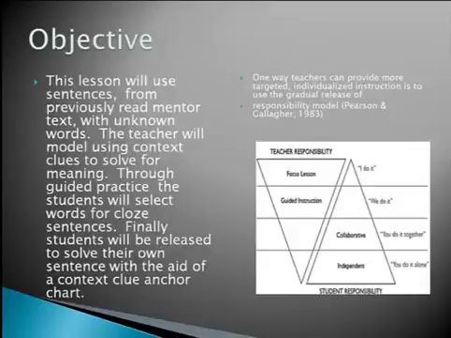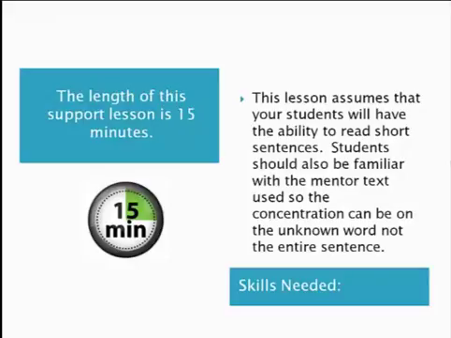If your students are ready after teacher modeling and guided practice, you may move them to the independent stage. The length of this support lesson is 15 minutes, and this lesson assumes that your students will have the ability to read short sentences and be familiar with the mentor text use, so the concentration can be on the unknown word, not the entire sentence.